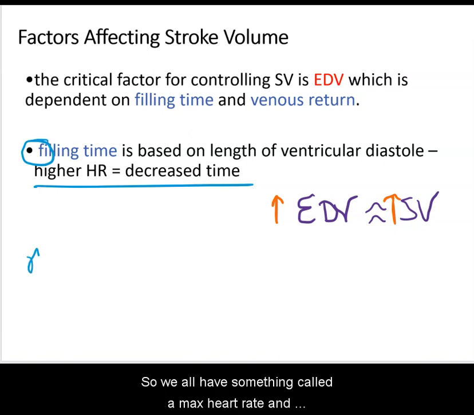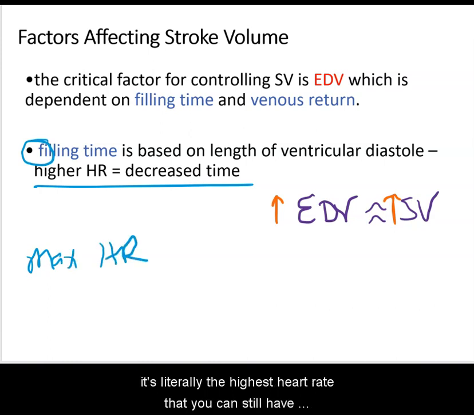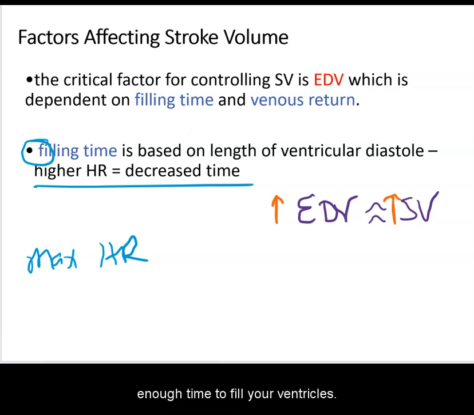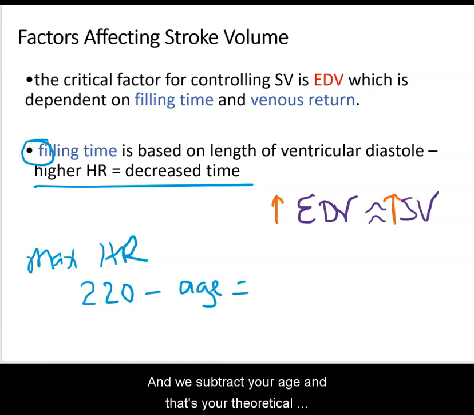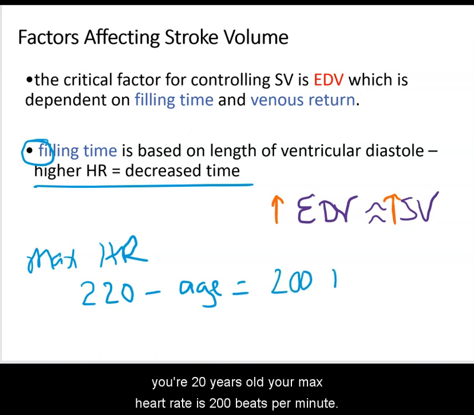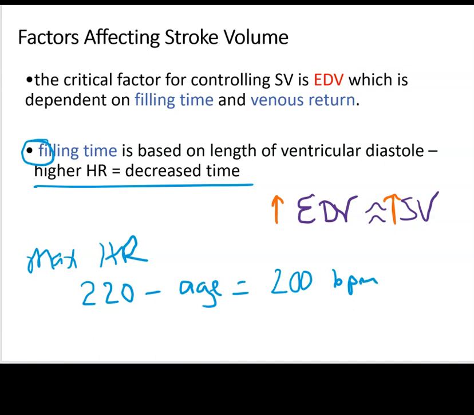So we all have something called a max heart rate. And it's literally the highest heart rate that you can still have enough time to fill your ventricles. Now we calculate it. We take the number 220 and we subtract your age. And that's your theoretical max heart rate. So we'll do the simple math. If you're 20 years old, your max heart rate is 200 beats per minute. And what that means is that when you're exercising maximally, you can get up to 200 and you'll be okay.